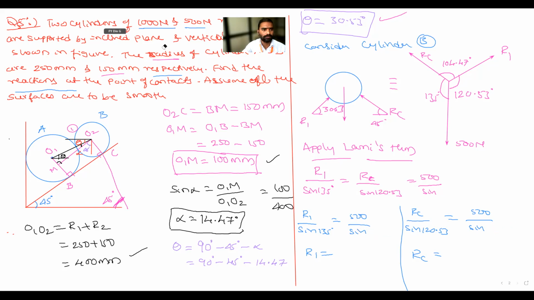Okay, correct, good. Whenever there is a correction, you have to tell me. That is 104.47. Correct? Yes sir. What is the value of R1? How much will R1 come to? 365.13. Correct. Next, RC.